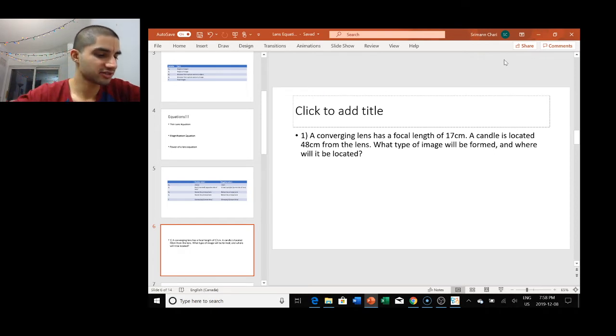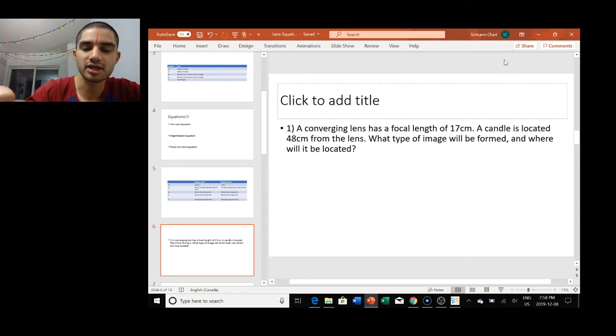Will we need to fill in the chart of all possible cases, or just solve any ray diagrams that we do on the test? Just solve any ray diagrams you do on the test. You will not have to fill in the big chart. What type of image is formed and where will it be located? This is definitely going to be one kind of question, so we have to know how to do this.